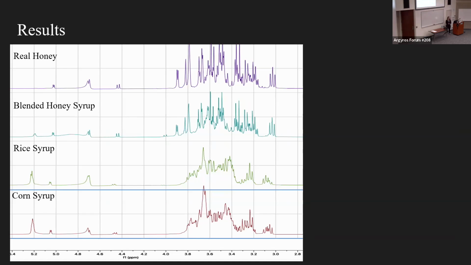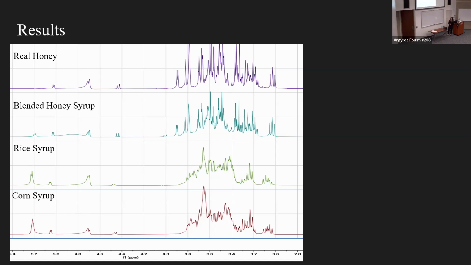So this is my spectra for the proton NMR. In the first line, as you can see, is my real honey that I collected from Dr. Hellberg. Thank you, Dr. Hellberg. And this is a blended honey syrup that has corn syrup in it. The reason why I know that is because it was listed in the nutrition facts. So I was like, that's a cool thing, I can add that in there as a comparison. And then on the bottom right too, I have rice syrup and corn syrup.